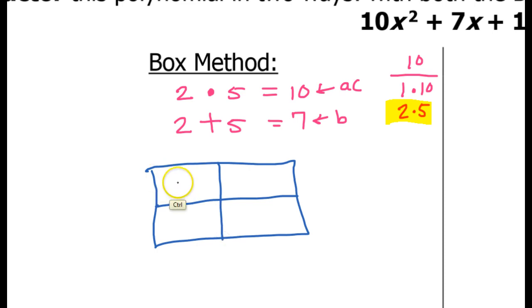Okay, in the first box, we put the first term. So 10x squared will go here. In the last box goes the last term, so I'll put 1 here. The other two boxes, we will use the two numbers that we just found. So we'll have a 2 and a 5, and these will both be x terms, always.